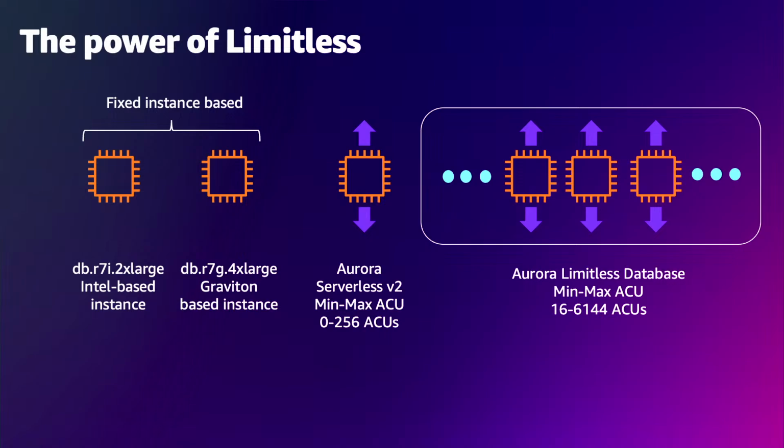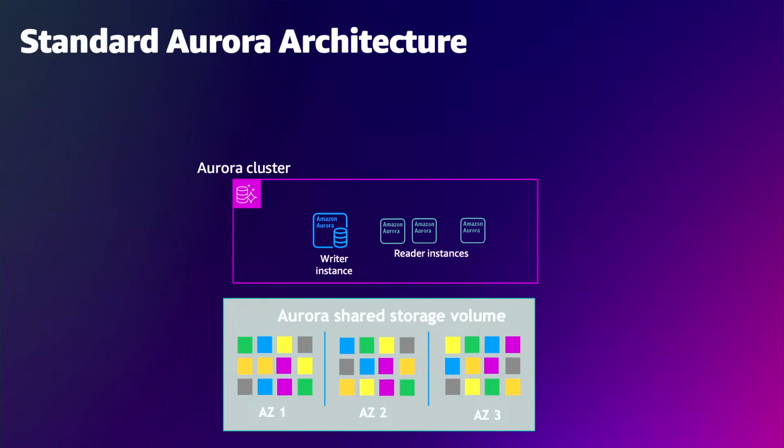So you can scale horizontally, and you have the flexibility like normal serverless. So it gives you the power to go from 16 ACUs to 6,144. So that's quite a lot, and a lot of power. So comparing the previous stuff with Limitless, it is Limitless, sort of. We'll see. So let's start a bit with this standard Aurora architecture. We're going to compare a bit.